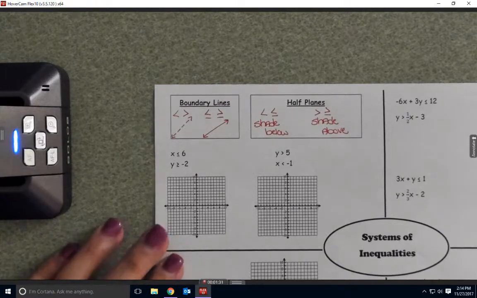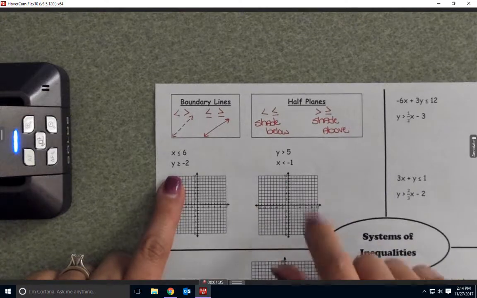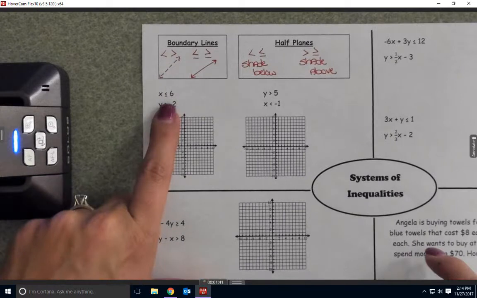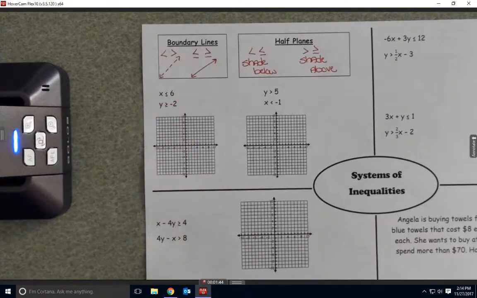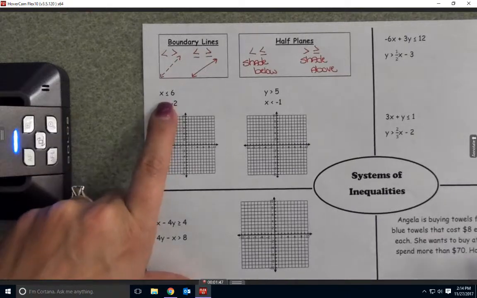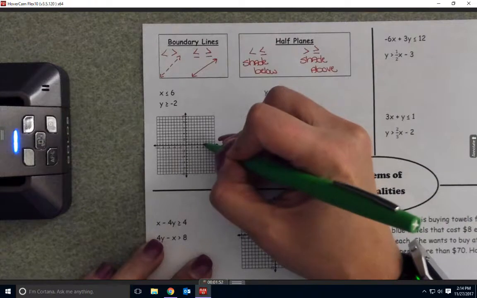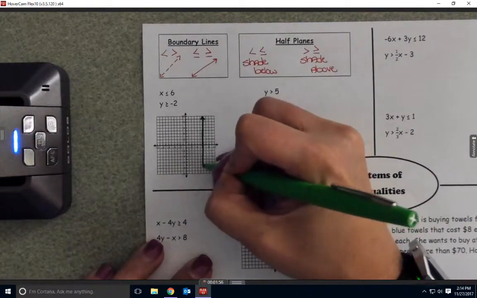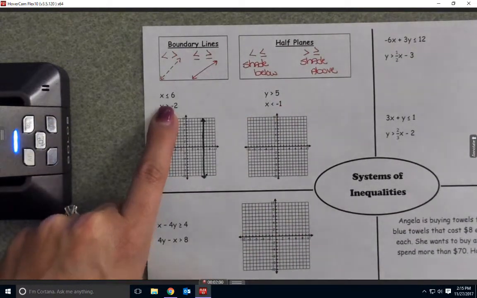When we're looking at our first ones, if you notice, we have either horizontal or vertical lines. So we're going to be graphing these first ones. Let me get a different color here. If I graph x is less than or equal to 6, remember, if I have an x and I don't have a y value, that's a vertical line. So I'm going to go over to 6, and it's going to be a solid line straight through 6 because it's equal to, so I'm doing a solid line, and then I'm graphing this.